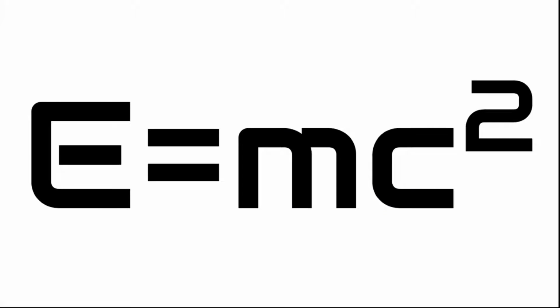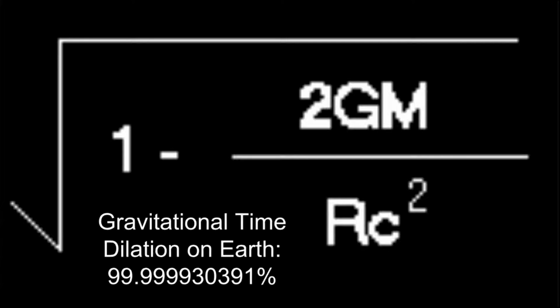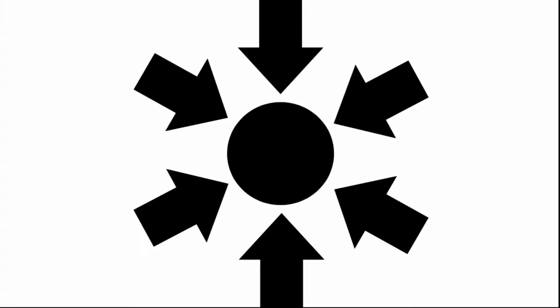Next is gravitational time dilation. This time dilation occurs because light is affected by gravity a little bit. Light is affected by gravity because it has energy, and energy is related to mass. There's an equation for this type of time dilation too. With this equation, we find that the gravitational time dilation on Earth is 99.999930391%. Just like with speed, gravity has to be very, very extreme to have any noticeable effect on time.